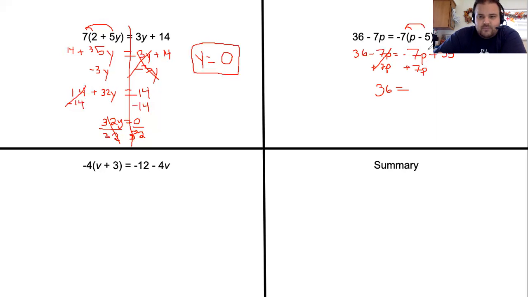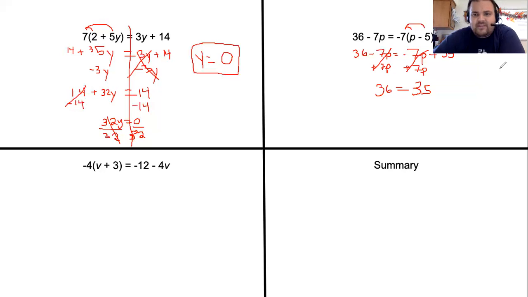That goes away, right? That cancels. That makes a 0p, which is just nothing. And the 35 gets brought down. So right now we have this equation that says 36 equals 35. Huh. That doesn't make much sense, does it? 36 does not equal 35.